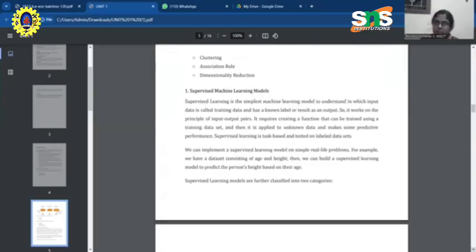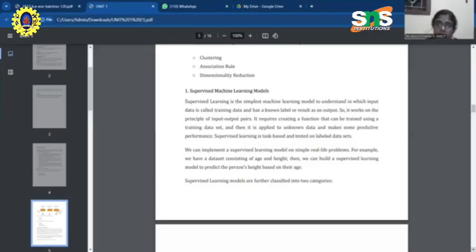Of all the machine learning method models, supervised learning is the simplest one to understand, since the data is labeled. Here the input data is called as the training data, and this training data is associated with a known label. So it works on the principle input output pair. Here we need to create a function that should be trained using the input training data set, and then it should be applied to the unknown data, and which makes some predictive performance. So this supervised learning is task-based model or task-based algorithm and is tested on labeled data sets.